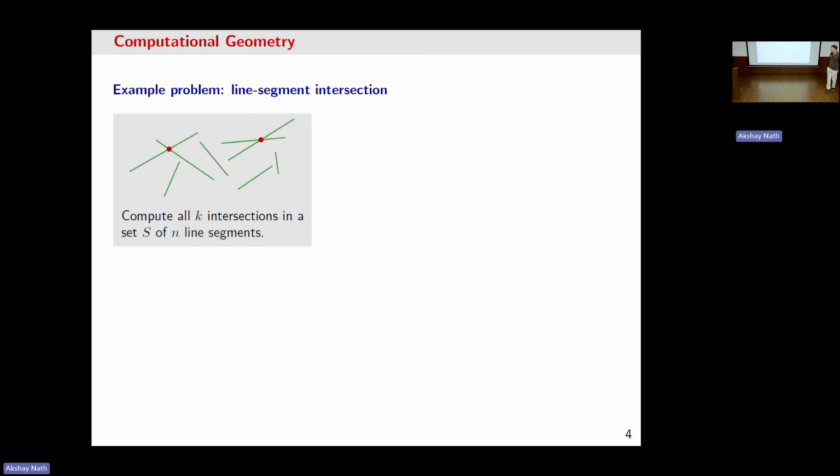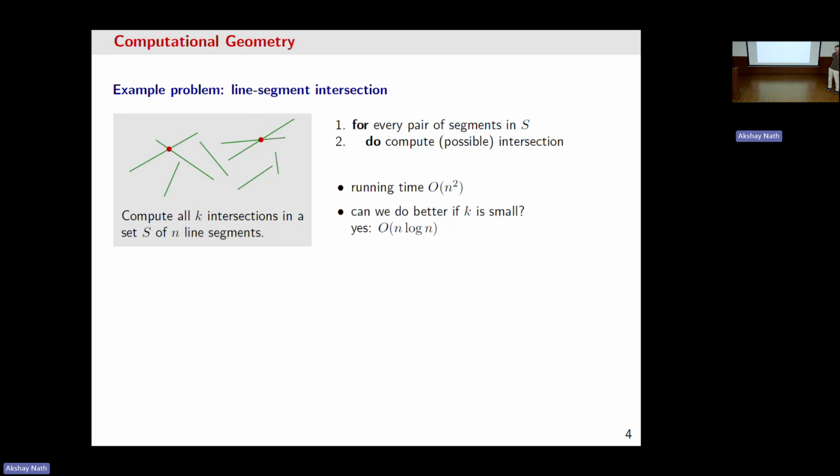Okay, so as an example, suppose I want to compute all intersections in a set of line segments. What would a computational geometry person do? They would say, okay, I have n line segments, I have k intersections. How fast can I compute all intersections in terms of this parameter n and maybe k? The obvious thing is for every pair, check if they intersect. Well, we have n segments, so n squared pairs. So this would take n squared time.